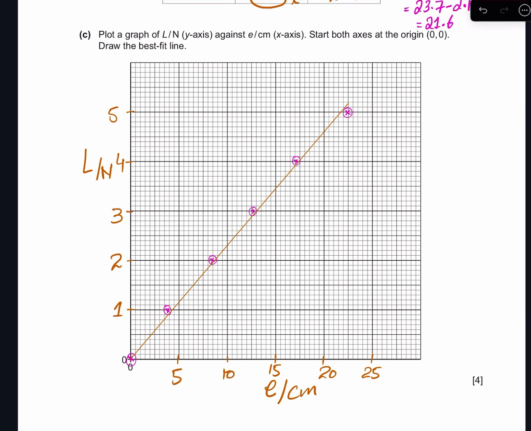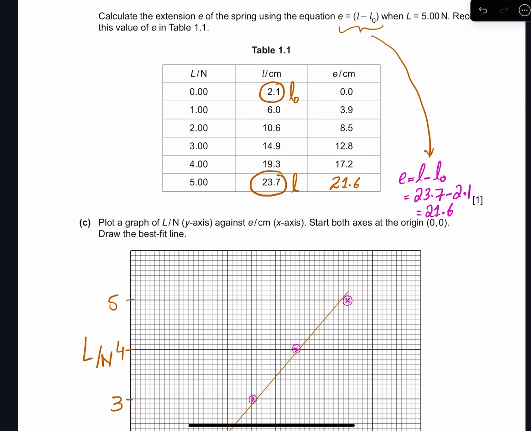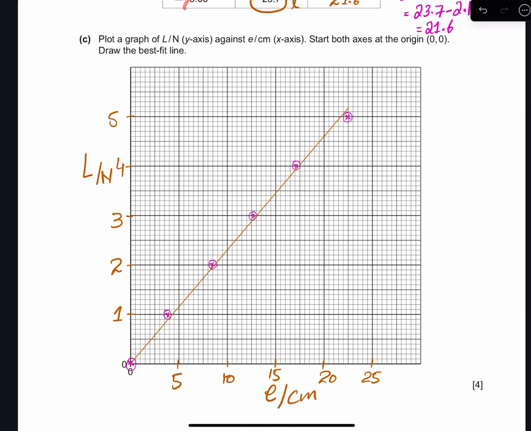So, load and extension. Look at the load. The load values will start from 1 till 5. And how many divisions do we have? 1, 2, 3, 4, 5, 6. So this is perfect. We can scale it like this: 1, 2, 3, 4, 5. Okay, it's covering almost more than 75% of the area.